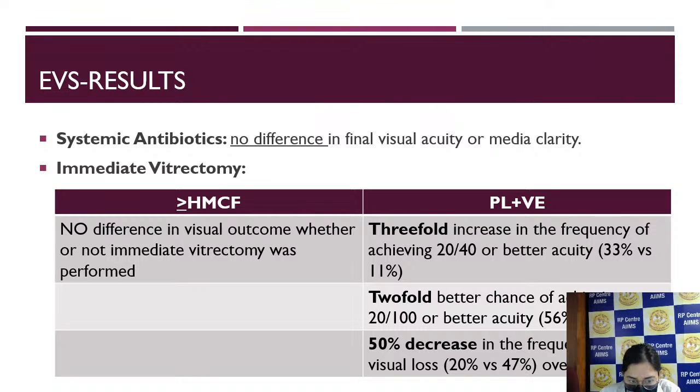Now coming to the vitrectomy versus injection, they saw that it depended on the presenting visual acuity. If the presenting visual acuity was more than or equal to hand movement close to face, there was no difference between immediate vitrectomy and injection in terms of vision. Whereas if the patient's presenting vision was PL positive, there was a 3-fold increase in the frequency of achieving 20/40 vision, 2-fold better chances of achieving 20/100 vision, and a 50% decrease in the frequency of severe visual loss.